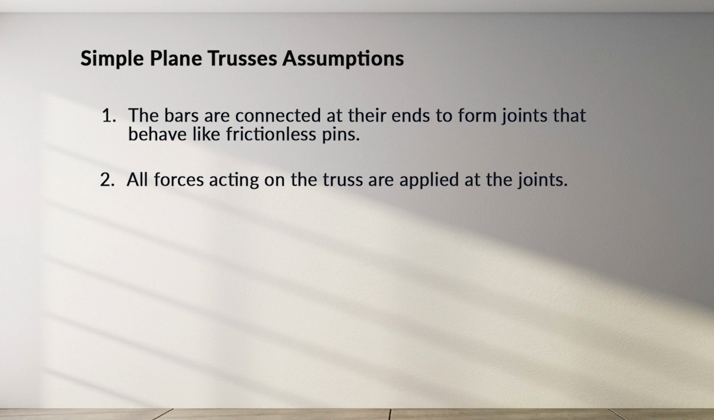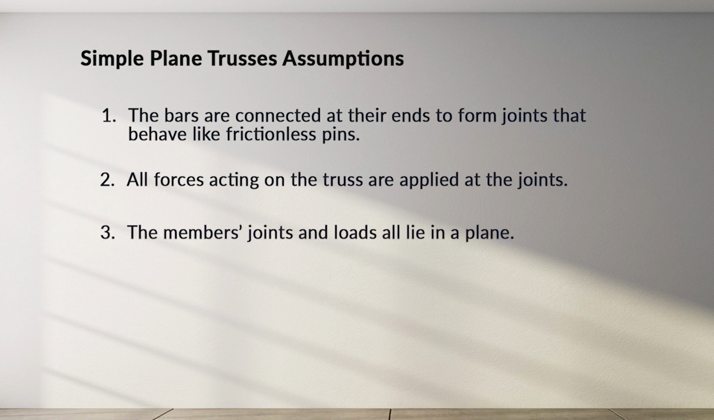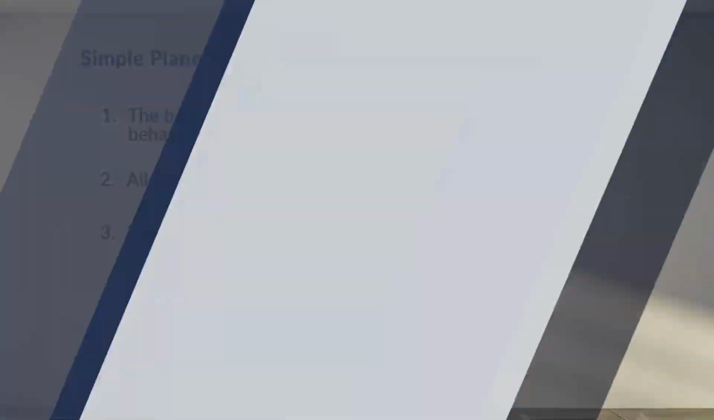The first and second assumptions ensure that all bars are two-force bodies or members. The third assumption is that the members, joints, and loads all lie in a plane. Each member must be either in tension or in compression. The third assumption ensures that we have a problem in plane statics.